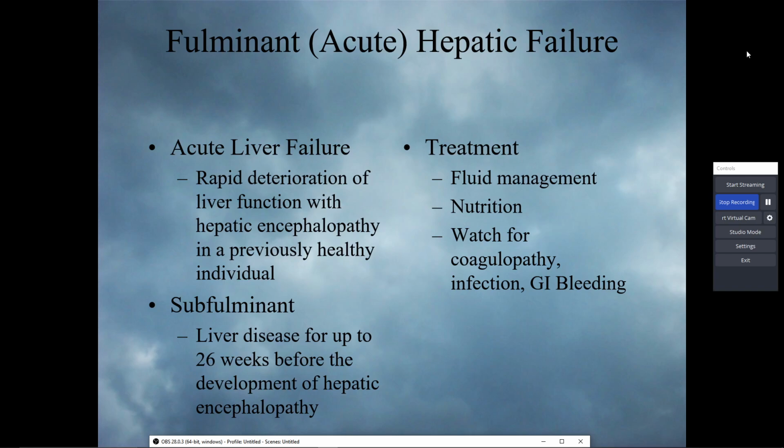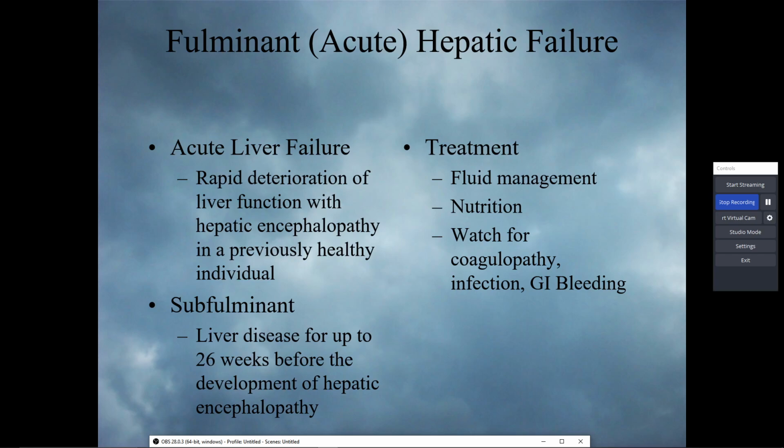All right, let's talk about fulminant or acute hepatic failure. Acute liver failure, real simple. Rapid deterioration of the liver function with hepatic encephalopathy due to what? Well, most commonly it's toxicity, okay? But it can also be caused by a state of ischemia or impaired blood flow, hypoperfusion. We have what's called subfulminant, and that's liver disease that has been going on for up to 26 weeks prior to hepatic encephalopathy development.